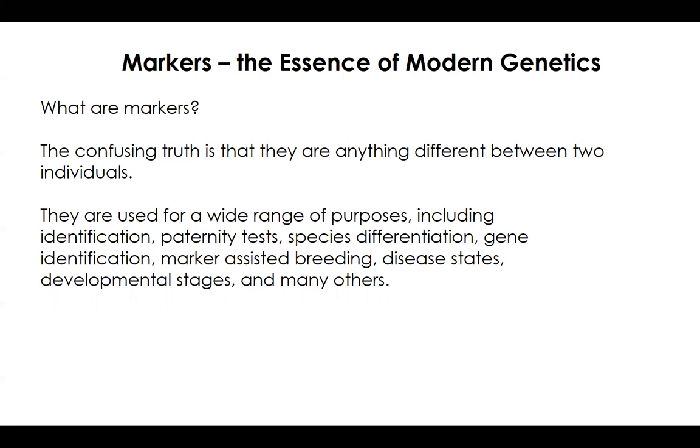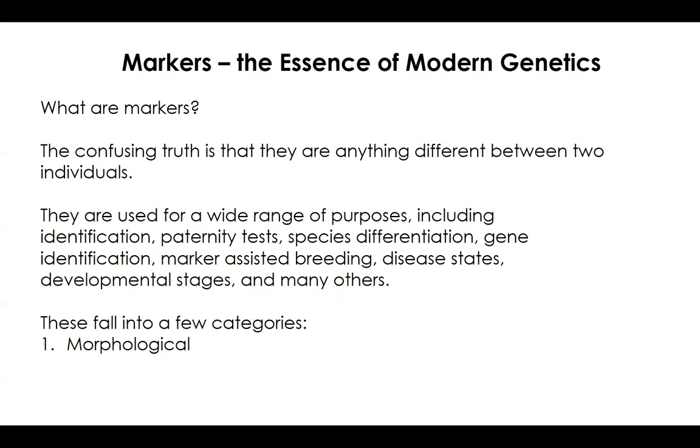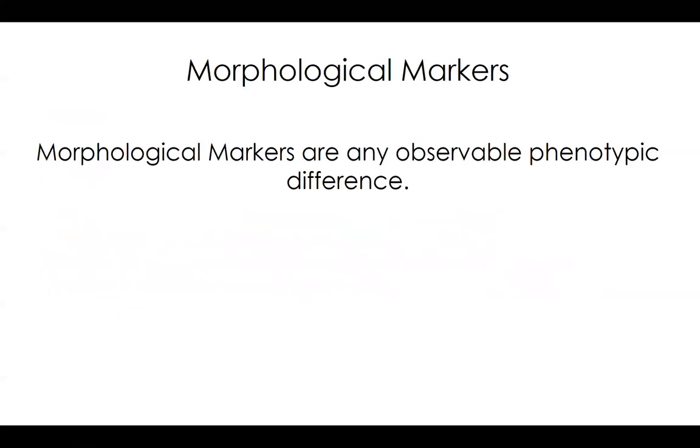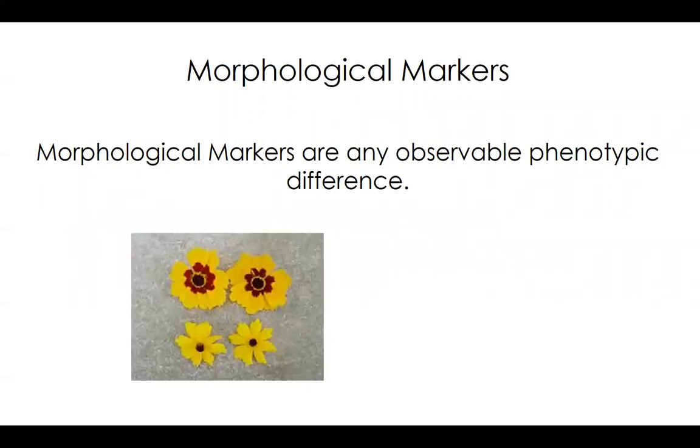So just to help us orient, let's think of markers as falling into a few categories. These can be morphological markers, biochemical markers, or genetic markers, which is something that we will be really focusing on. Morphological markers would be any observable phenotypic difference. So this would be just being able to tell the difference between two things.